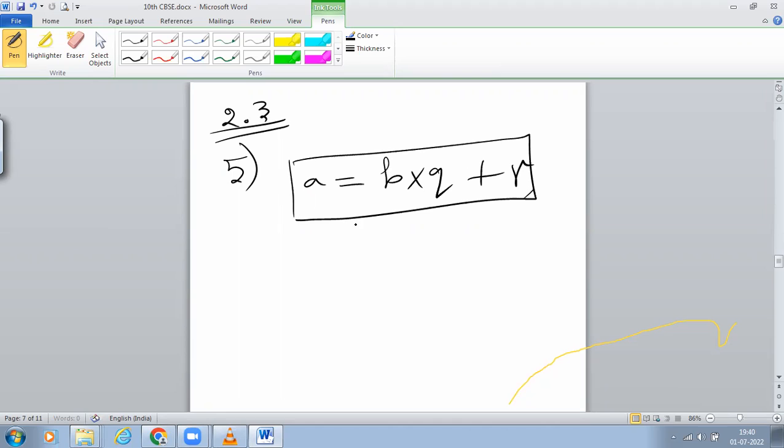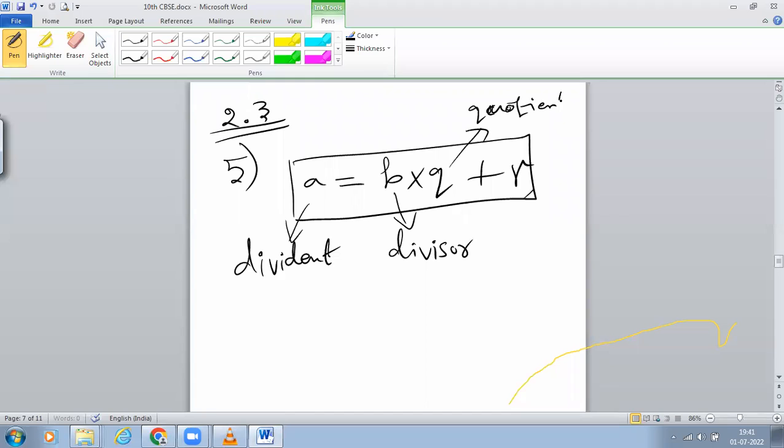Okay, very good. This is the division algorithm, which means, see here, this A is called the dividend. And this B is the divisor. And this Q is the quotient, and R is the remainder. Which means dividend is equal to divisor into quotient plus remainder.